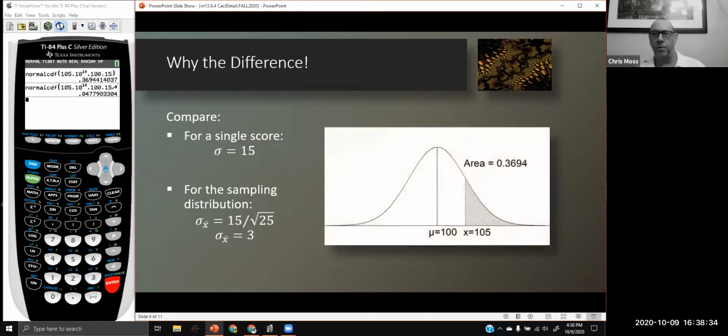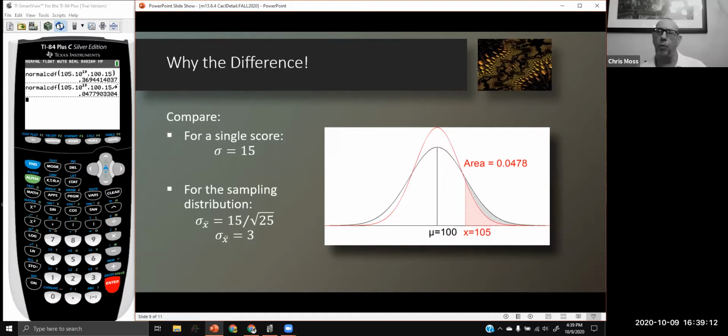Now, a picture helps us see why the two probabilities are so different. From the individual score, the area was 0.3694. The standard deviation was 15. Now, before I put up that last picture, I'm going to remind you that probability distributions always have an area equal to 1 underneath that graph. So when we look at the sampling distribution, that standard deviation being equal to 3 means values are much more concentrated around the true population mean.